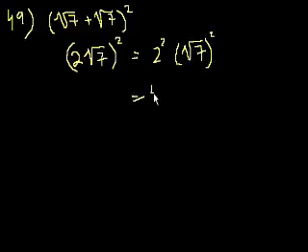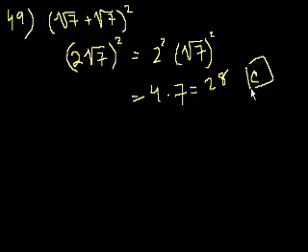So that is equal to 4 times, what's the square root of 7 squared? Well, it's just 7, right? So it's 4 times 7, which is equal to 28, which is choice C.